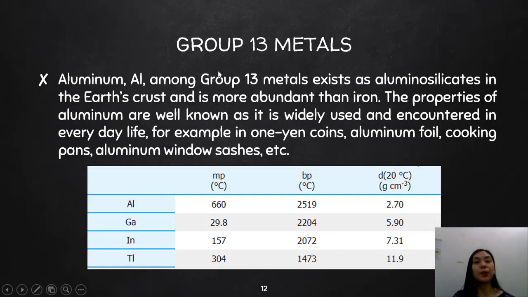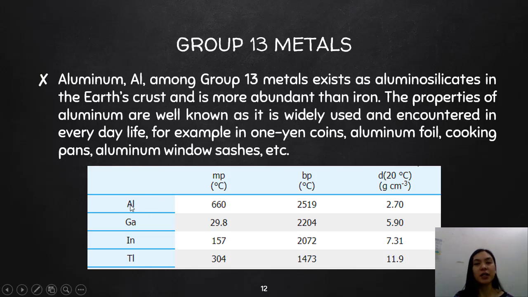Now let's go to your group 13 metals. Aluminum, among group 13 metals, exists as aluminosilicates in the Earth's crust and is more abundant than iron. The properties of aluminum are well known as it is widely used and encountered in your everyday life. For example, in 1 yen coins, your aluminum foil, cooking pans, aluminum window sashes, etc.